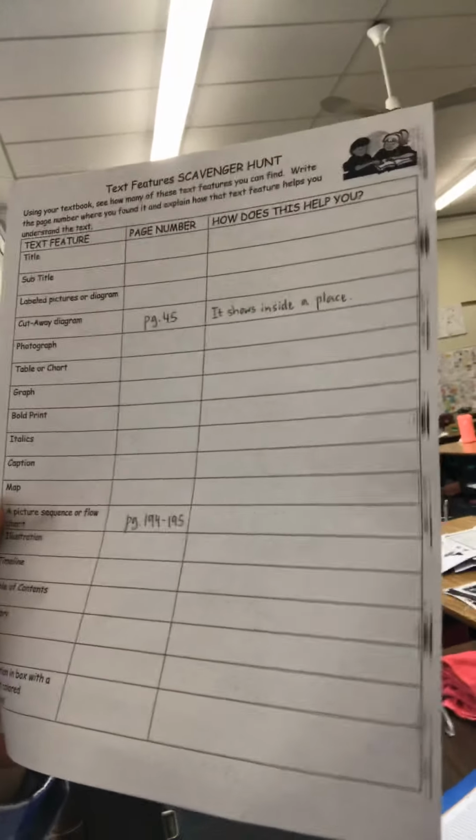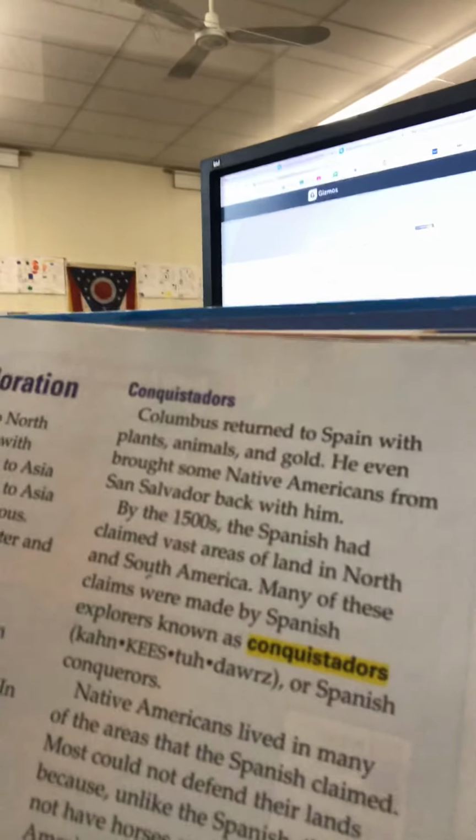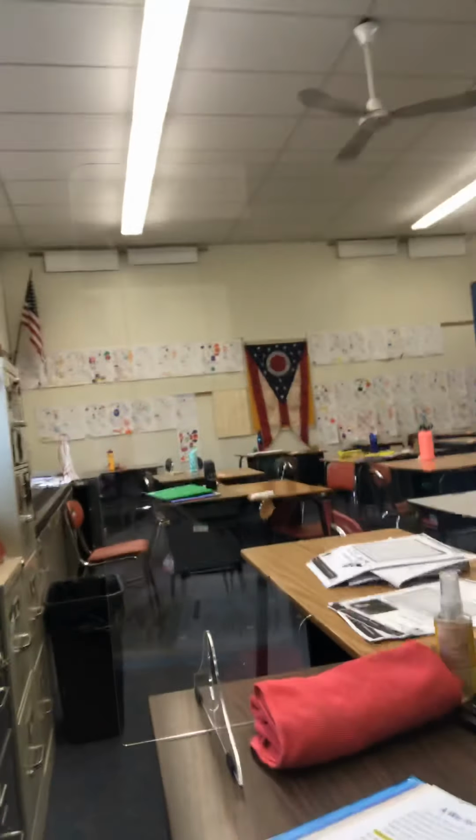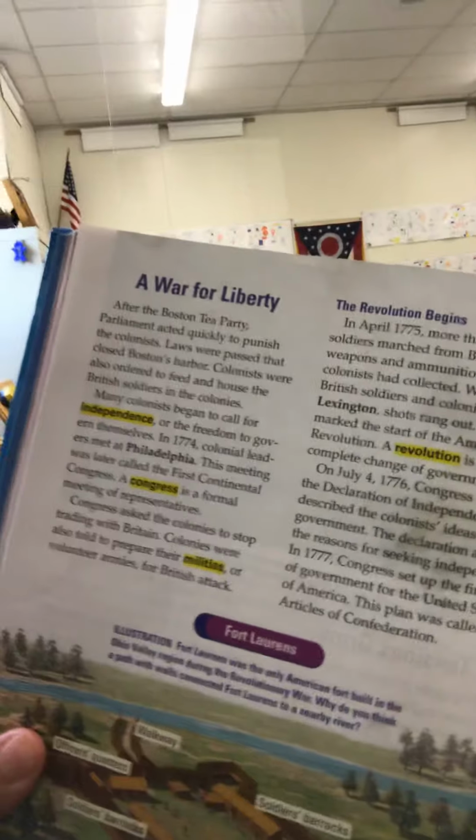All right, there is bold print. That just means something is written in a darker print to make it stand out for you. Italics, there are no italics in this book. Italics is a different font that authors use to show you what's important. In this book, it's a yellow highlight. So you can see that word that's highlighted there. That would be considered italics in this book. And you can see just about every page has these yellow highlighted words. So you can count that as italics if you'd like.